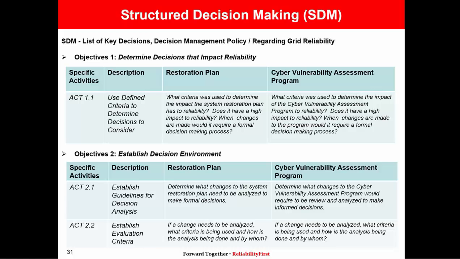Objective 2 talks about establishing a decision environment. In Objective 1, we decided what we want to make decisions on. In Objective 2, we create a formalized process to help us establish decision making. As you can see in Act 2.1, establish guidelines for a decision analysis. And 2.2 talks about establishing evaluation criteria. This is about determining what exactly we want to make decisions on and what type of measurement or analysis we would have to look at in order to make formalized decisions.